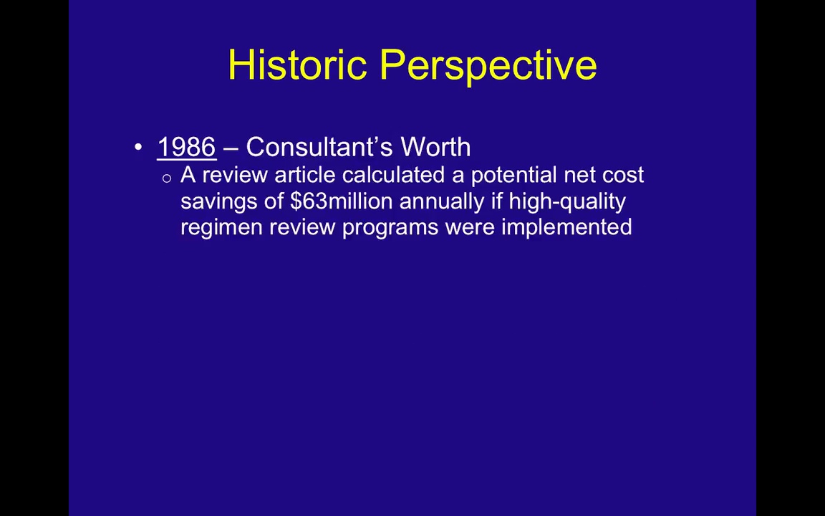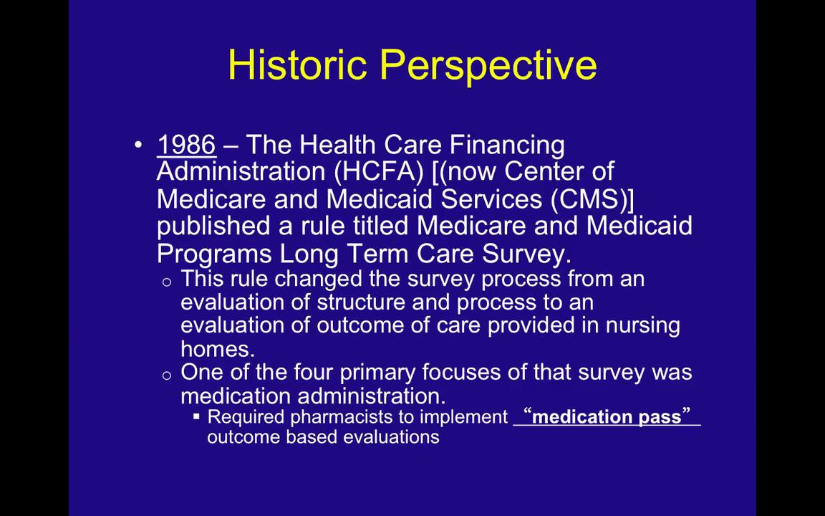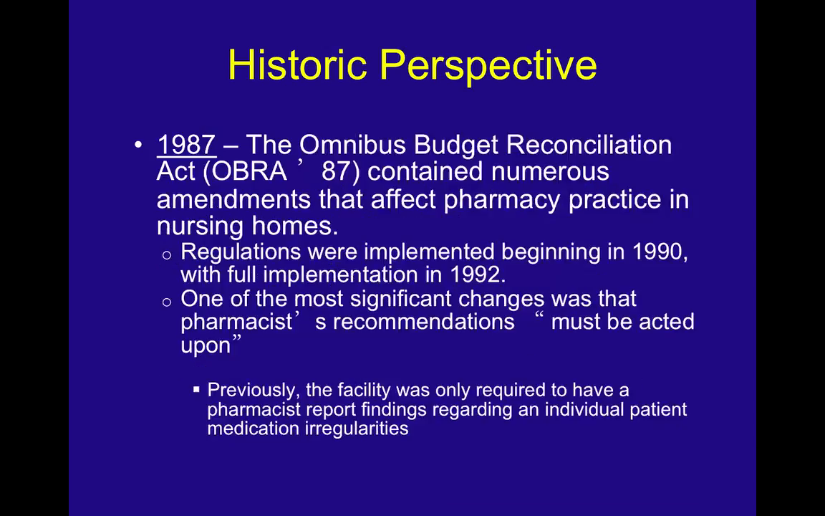1986 was the first time we actually saw an article published showing that consulting clinical pharmacists in nursing homes saved nursing homes millions of dollars by doing high quality drug regimen reviews. In 1986, the Health Care Financing Administration, which is now known as CMS, published the ways that surveys should be conducted by Medicare in the nursing home. We'll talk about surveys later on in the course, but 1986 was the very first time this was passed, and it also put in the requirements for pharmacists to help with medication pass outcome-based evaluations, which we will also discuss later on in future lectures.